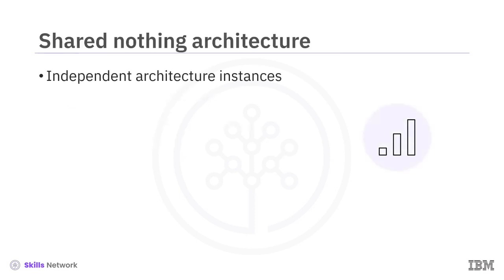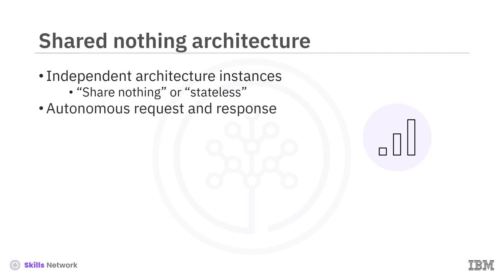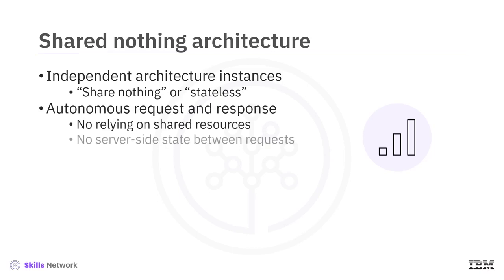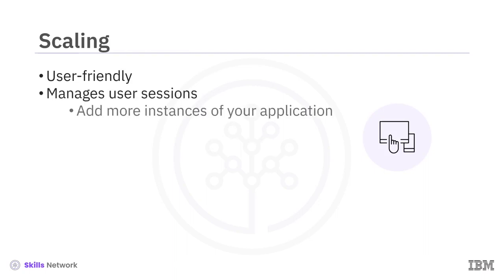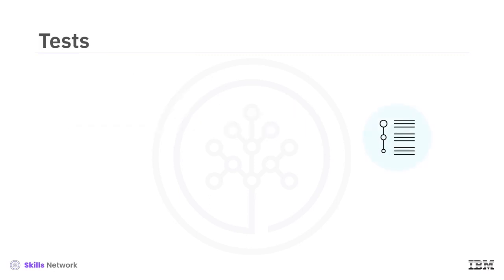Django promotes an architecture where each web server instance operates independently, known as the shared-nothing or stateless architecture. Each web server instance handles requests and responses autonomously without relying on shared resources or maintaining any server-side state between requests. Django web framework makes scaling easy. Because a Django app is stateless, it manages your user sessions. This allows developers to add more instances of an application and transfer the user's experience across the instances without losing data.